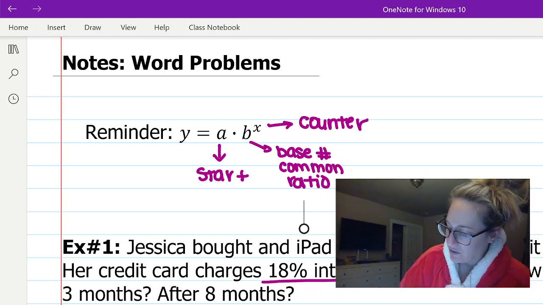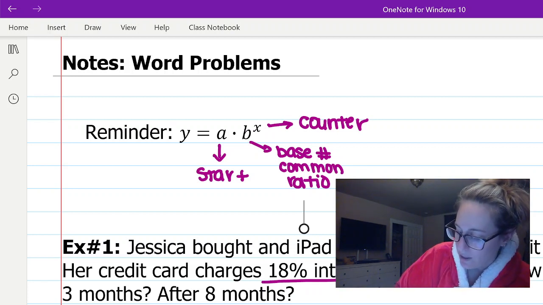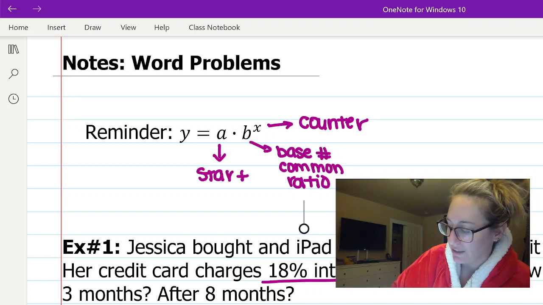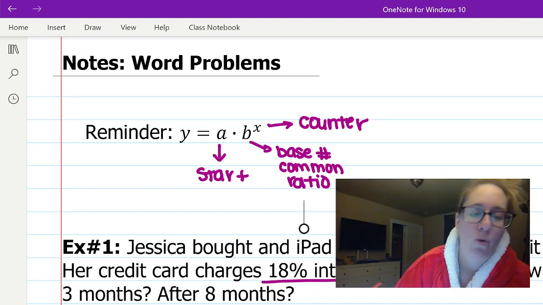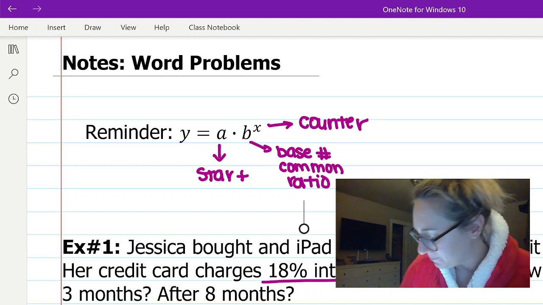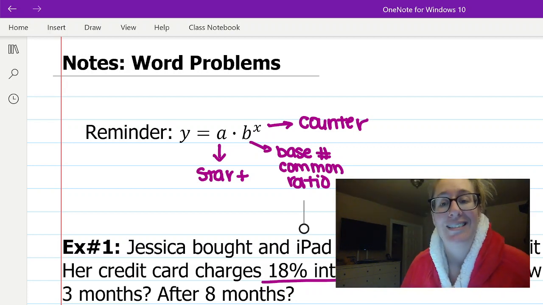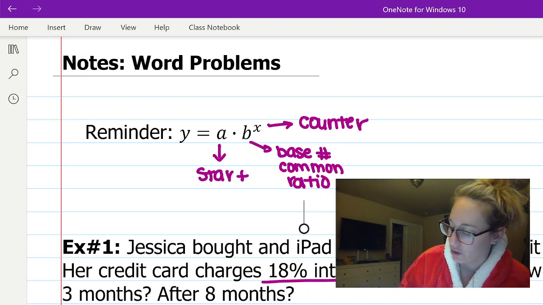Okay, cool. So first thing we need to know is, what is our starting value? For this one, our iPad was purchased for $600. We're assuming she purchased this in Oregon and didn't pay any sales tax. We're just assuming that her original purchase was exactly $600, and that's what she put on her credit card.